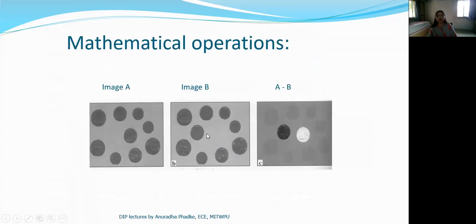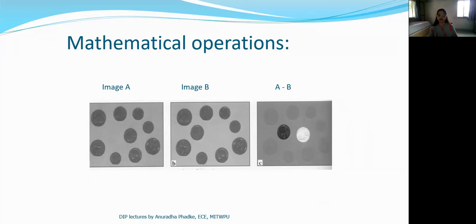Okay, this is one more example. This is image A and image B, and this is the result of subtracting image B from A. In image A, there is no coin at this position, and in image B, there is no coin at this position. And these two are identified after differencing, taking the difference of A and B. So basically, this simple mathematical operation, that is image subtraction, is very useful for image comparisons. It is useful for object detection.